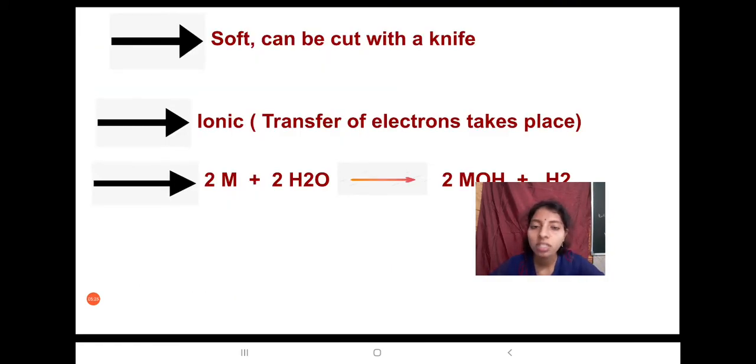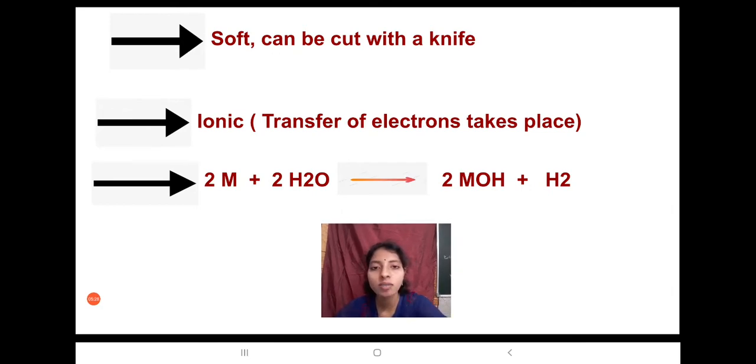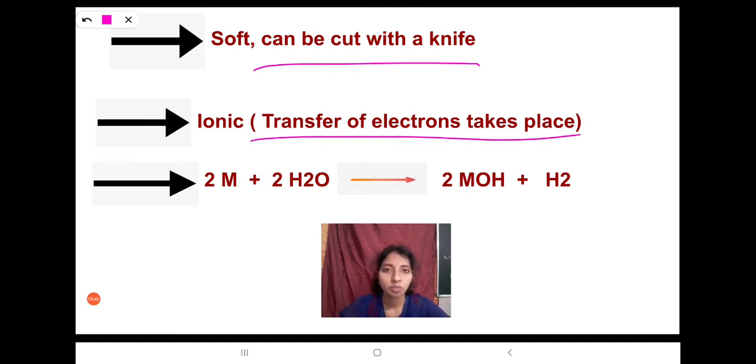So some of the properties of these 1A group elements are that they are soft, that means they can be cut with a knife, and they have ionic nature. Ionic nature means what? Ionic nature is nothing but the transfer of electrons taking place. That means the valency of the 1A group elements is 1. They transfer the 1 electron to other metals, other non-metals. So here ionic nature means the transfer of electrons will take place.